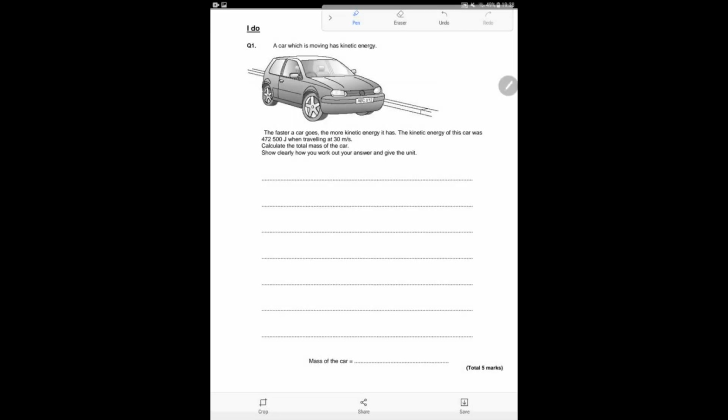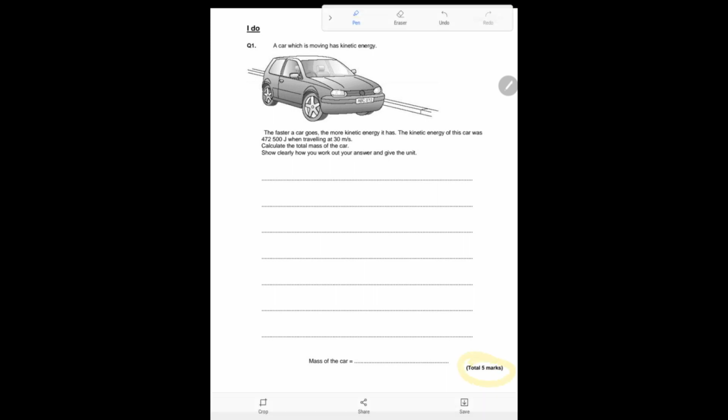Alright, hello guys. Today we're going to be going through this question. It's a simple rearranging formula question, based on topic 1 of energy. And I'm going to show you how you should be conducting this question to make sure that you can get the full 5 marks, which are right here.